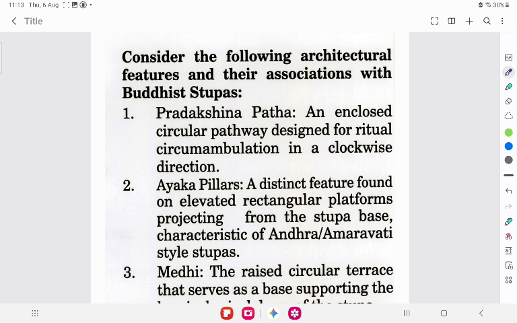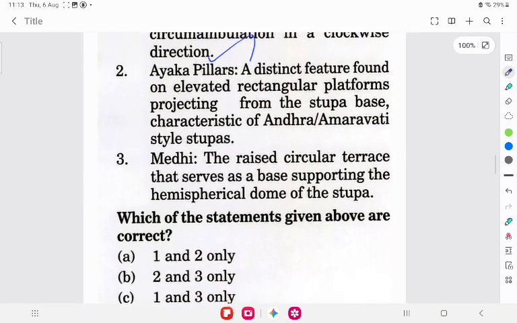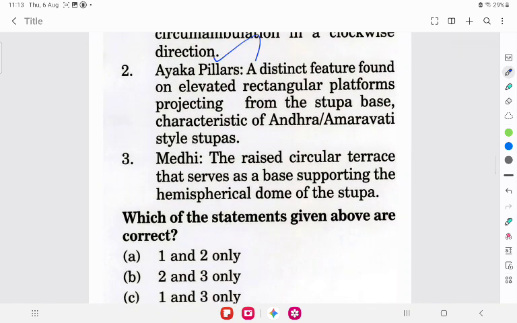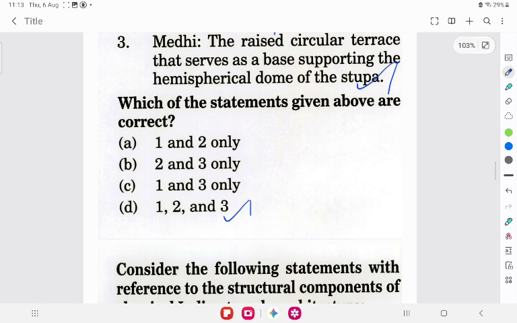Consider the following architectural features and their associations with Buddhist stupas. Pradakshina Pada, an enclosed circular pathway. Yes, this statement is correct. Ayaka pillars, a distinct feature found on elevated rectangular platforms projecting from the stupa base, characteristic of Andhra or Amaravati style stupas. Yes, this statement is also correct. Medhi, the raised circular terrace that serves as a base supporting the hemispherical dome of the stupa. Yes, this statement is also correct. So the answer is D, 1, 2 and 3.